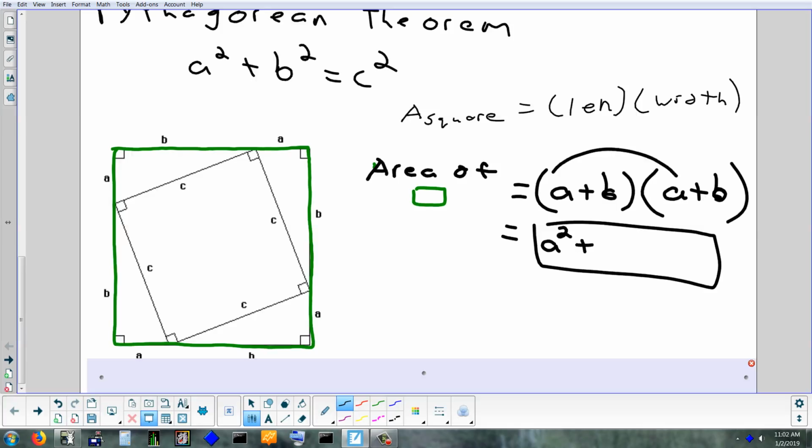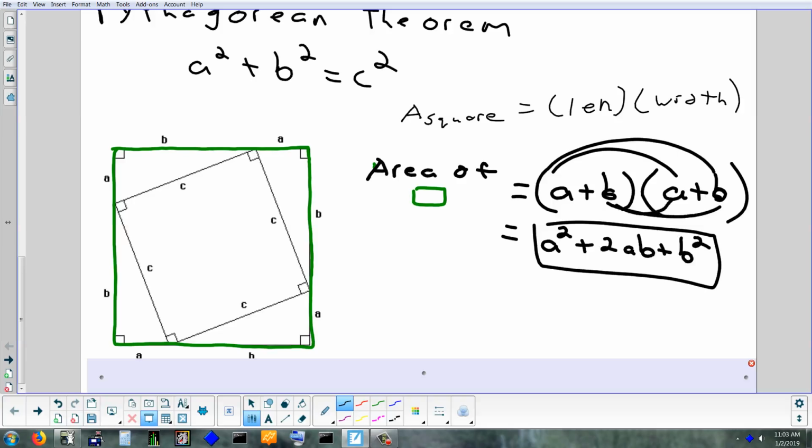AB is the next one. So you're going to get an AB. And then inside BA. Another AB. So how many ABs do you have? 2. And then a B squared. So that box that I just put around that expression, that's a formula for the area of the green square. That's one way to do it. Okay, any question on how we got that?